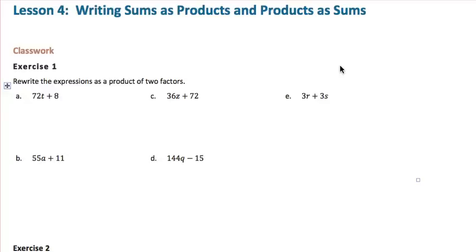In Module 3, Lesson 4, we're going to write our sums as products and products as sums. And this is an extension of what we did in Lesson 3. So in Exercise 1, we have expanded expressions, and we're going to have to contract them. We're going to rewrite the expressions as a product of two factors. And in order to do that, we'll need to take a factor out of each of the terms. So we need to look at the terms and we need to find a common factor.